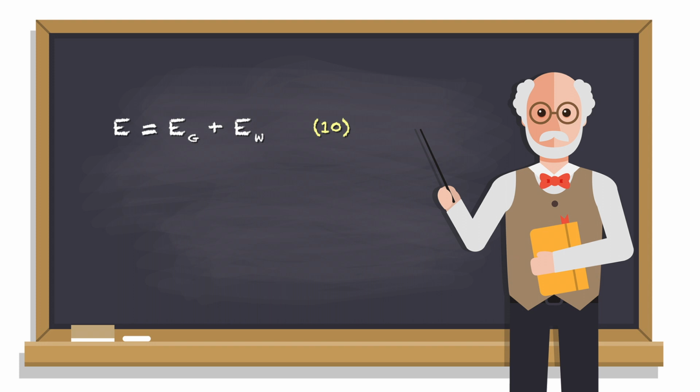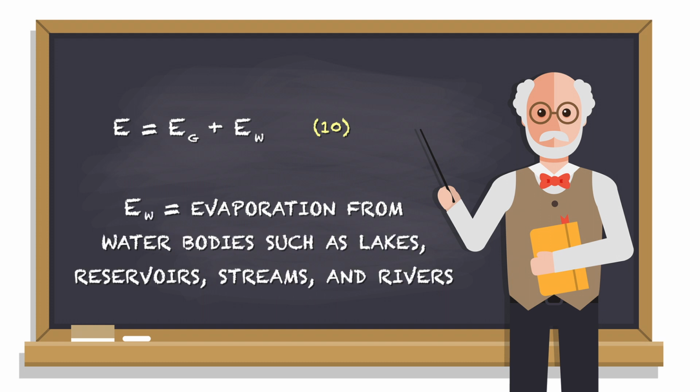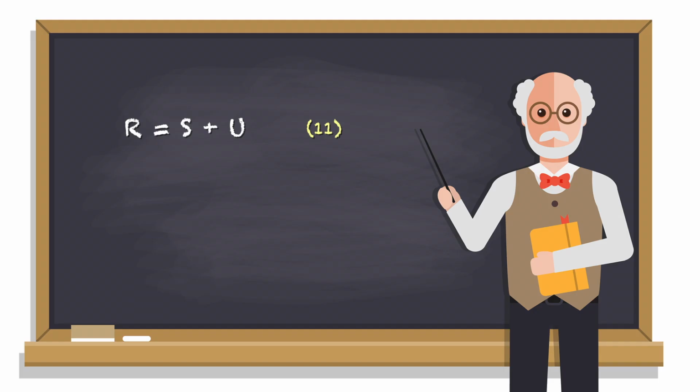In turn, evaporation has two components, in which E sub G equal evaporation from the ground, bare soil, and small surface storage, and E sub W equal evaporation from water bodies such as lakes, reservoirs, streams, and rivers. Evapotranspiration T is the evaporation from vegetated surfaces such as leaves and other parts of plants, a function of the physiological need of plants to pump moisture from the soil to maintain turgor and avail themselves of nutrients. Runoff, that is total runoff, is the sum of surface runoff and base flow.